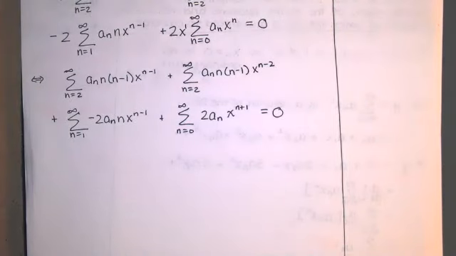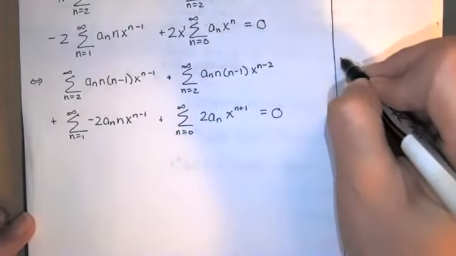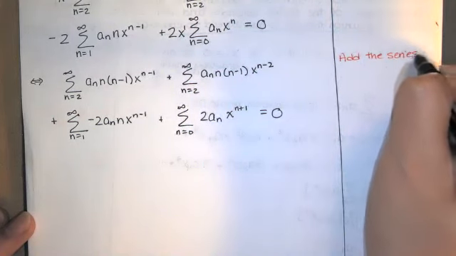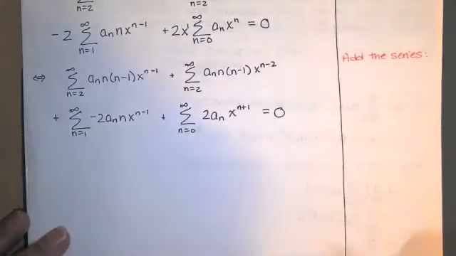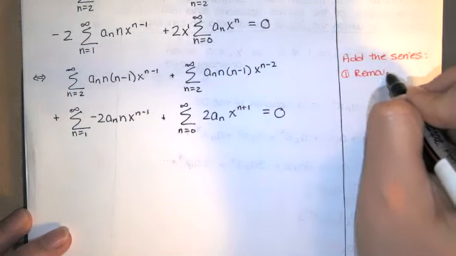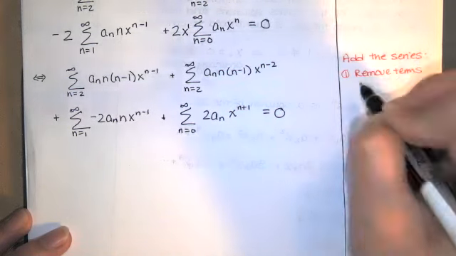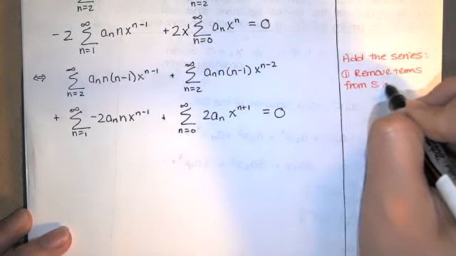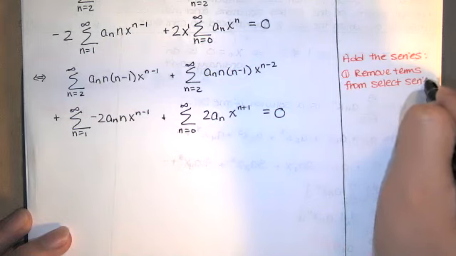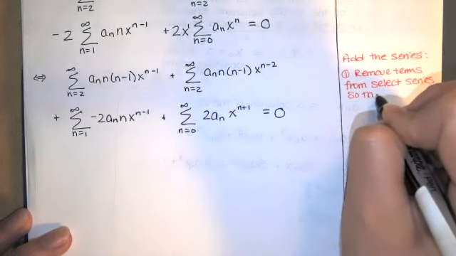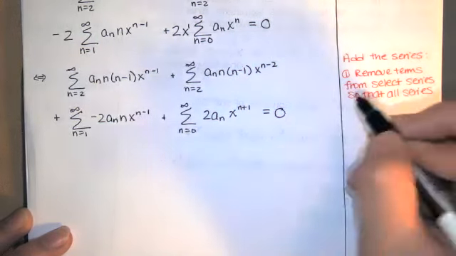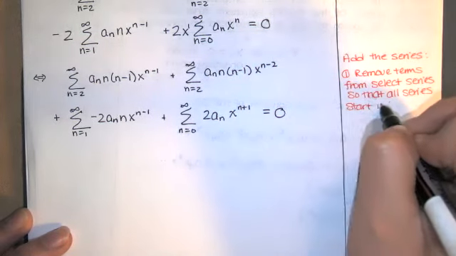So let's start with our first step because we're going to add these series together in 2 steps. In order to add the series, the first thing we need to do is we need to remove terms from select series, so that all series, all 4 of these guys, start with the same power of x.